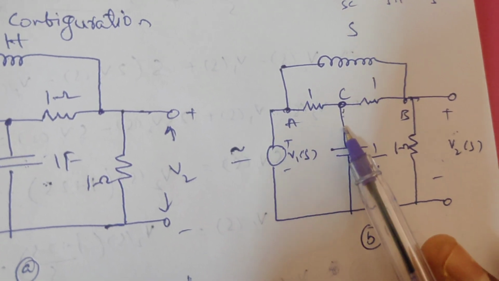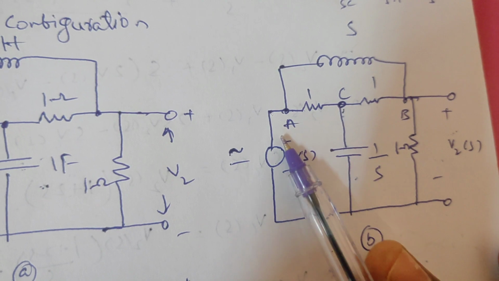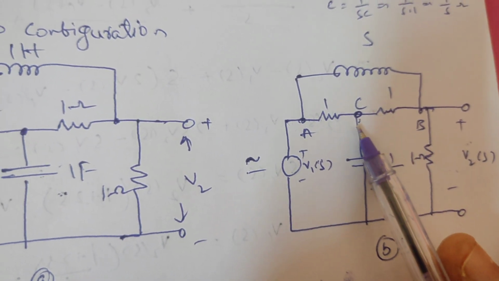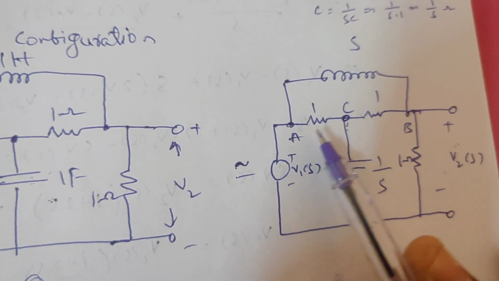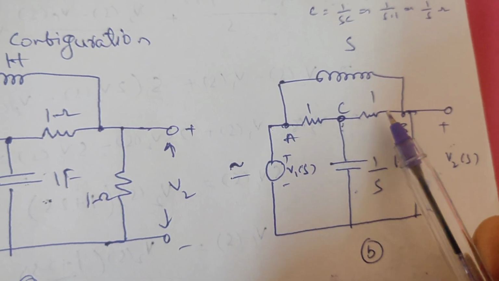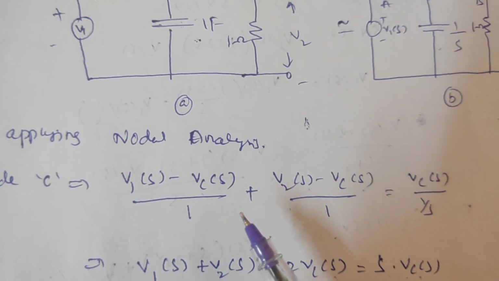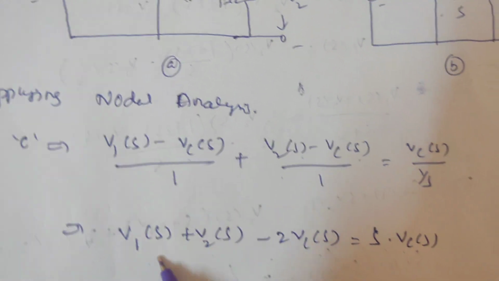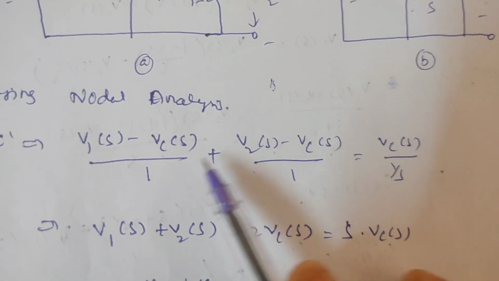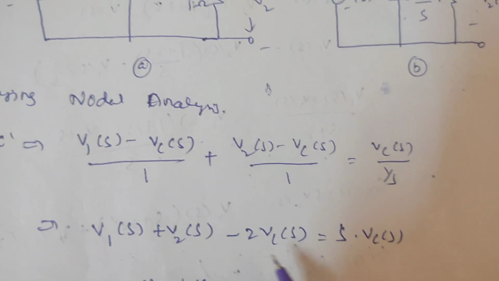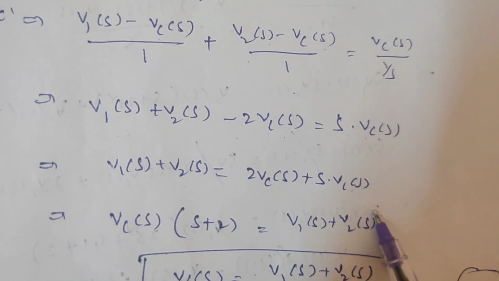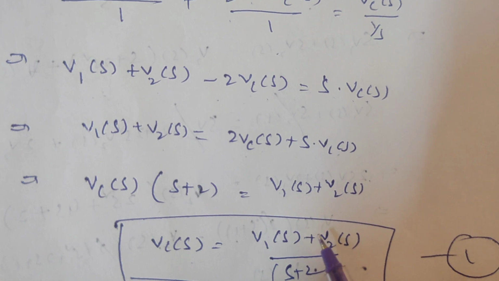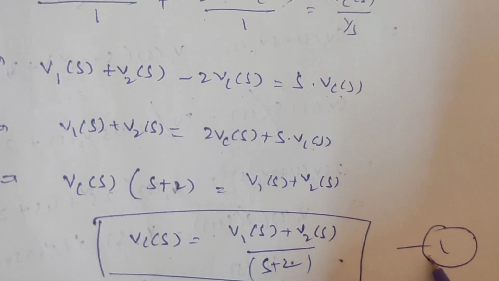Here I am applying nodal analysis. For that purpose, I am taking 3 nodes, A, B, C, and applying nodal analysis at node C, which gives V1 of S minus VC of S with this 1 ohm value, plus V2 of S minus VC of S with this 1 ohm value, equal to VC of S by 1 by S. So this is the nodal analysis at node C. Upon simplifying this, we get V1 of S plus V2 of S minus 2 VC of S equal to S into VC of S. So I am writing VC of S in terms of V1 of S and V2 of S: VC of S is equal to V1 of S plus V2 of S by S plus 2. Just call it equation 1.